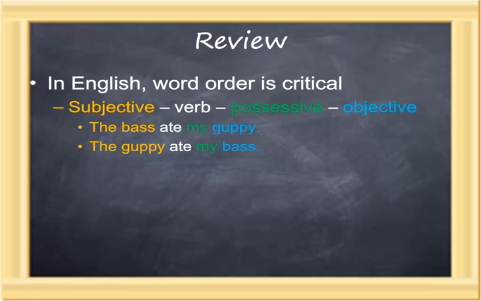For example, in the sentence, "The bass ate my guppy," the bass is in the subjective case, it's the subject of the sentence, and guppy is in the objective case, it's the direct object. But if we reverse their order in the nonsensical sentence, "The guppy ate my bass," we still know that guppy is subjective and bass is objective because of their place in the sentence.